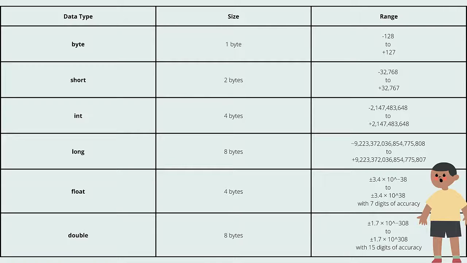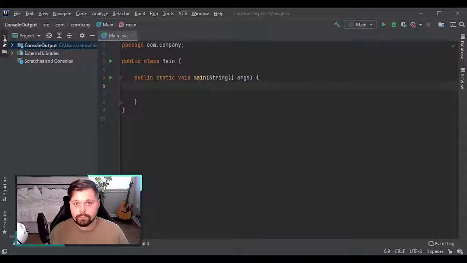What we really care about is over here in the left column, but it can be really helpful to see the sizes and ranges of these data types. Today, we're going to be talking about integers and floats, that is, whole numbers and decimal numbers. We will cover other primitive data types in a later video. Let's just focus on these two today.